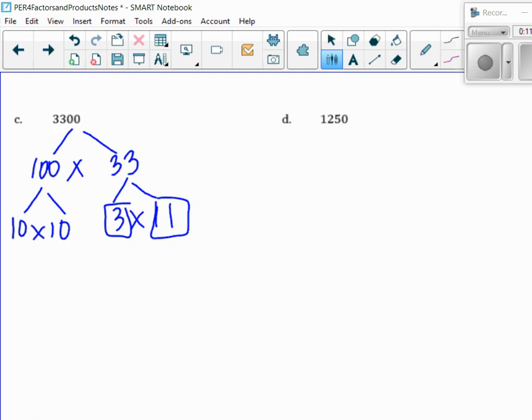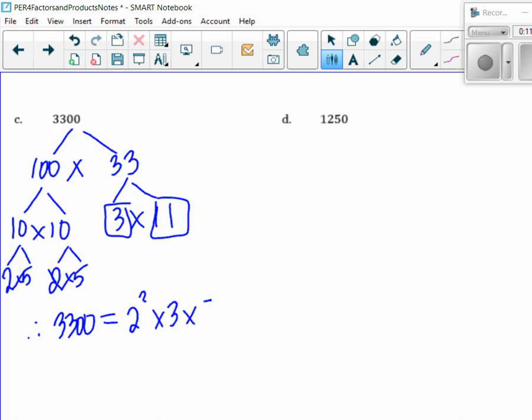So then 10 times 10, what would 10s be? Yeah, it's only 2 times 5, right? So therefore, 3,300 is 2 to the power 2 times 3 times 5 to the power 2 times 11. Do you notice I did it in order, right? Okay, just for ease of answer.